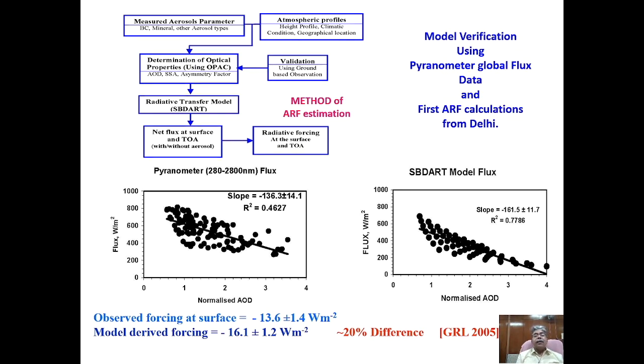The OPAC model was developed by NASA, and here, depending upon some of the measured parameters like aerosol optical depth, single scattering albedo, and so forth, or the various aerosol components like black carbon, mineral dust, etc., and also using the atmospheric height profiles of aerosols which can be measured, we first use the OPAC model to estimate the aerosol radiative parameters or radiative inputs, which are the single scattering albedo, asymmetry factor, etc. Once these parameters are obtained from OPAC, they are put into the SBDART model, which is the radiative transfer model, to eventually find the net flux at any level in the atmosphere.